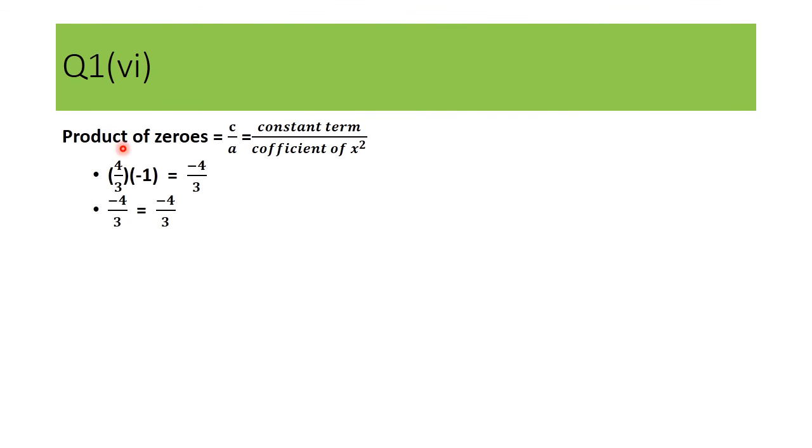Now product of zeros equal to c upon a, constant term upon coefficient of x square. Product is 4 upon 3 into minus 1. So this is minus 4 upon 3. Value of c is minus 4 and a is 3. This is the sixth part, the last part.